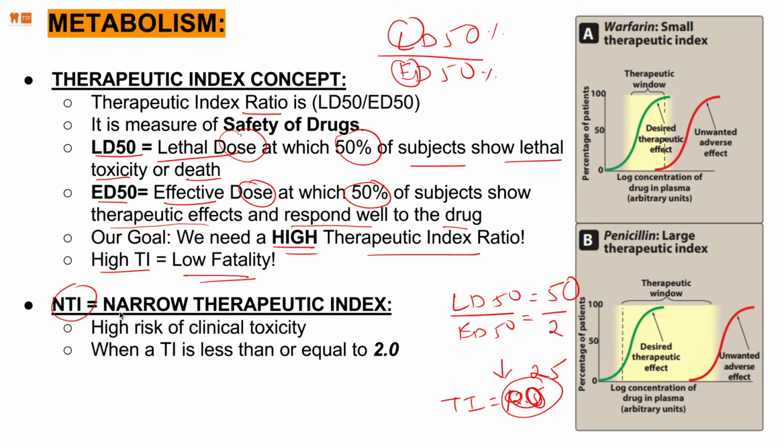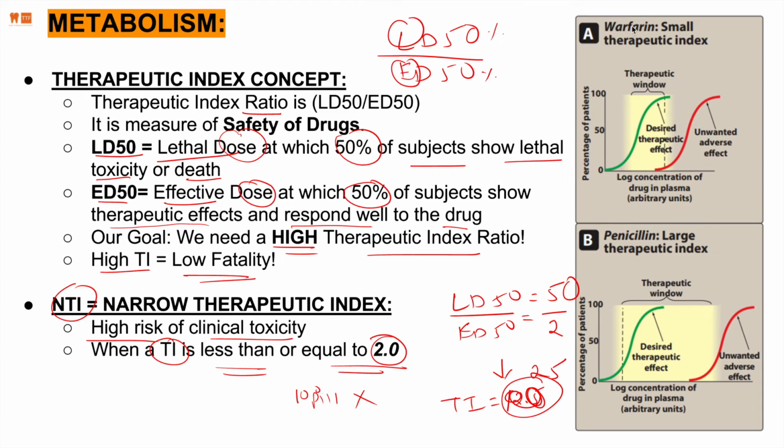What is NTI? Narrow therapeutic index. A high risk of clinical toxicity is NTI. When a therapeutic index is less than or equal to 2, then we're looking at a very toxic drug, which means if you take one more pill than recommended, which is 2, then we're dead. We don't want that. We want to be able to take 100 more pills before we die, which increases the overdose ratio. I hope that explains the concept.